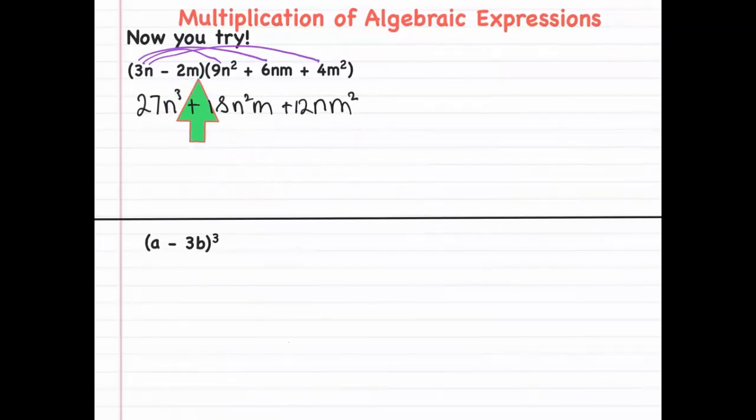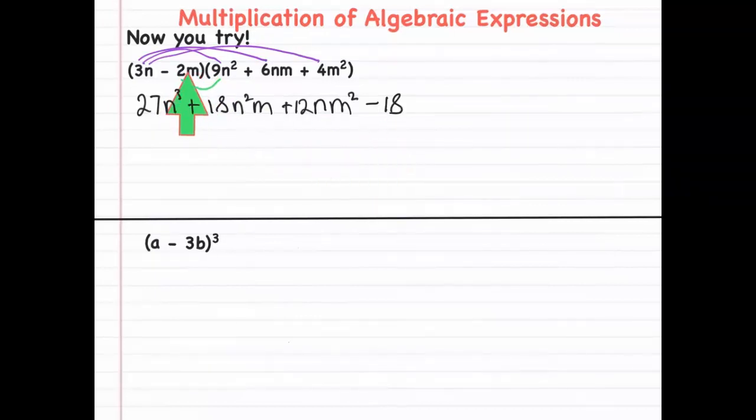Then the second one in my binomial with everything in my trinomial. So it will look like this. Then it's a negative with a positive. It gives me a negative. And then 2 times 9, because it's always signs with signs, numbers with numbers, or base numbers with base numbers, right? 2 times 9, it's 18.